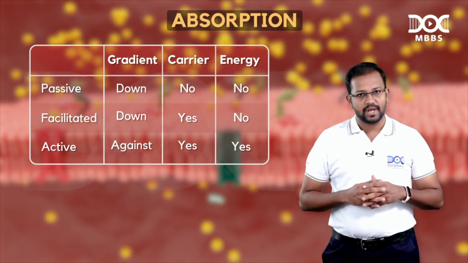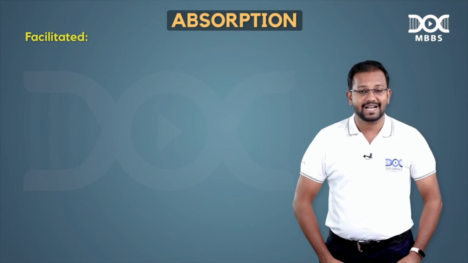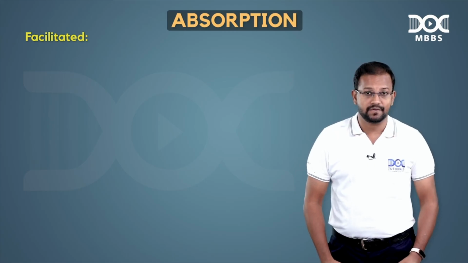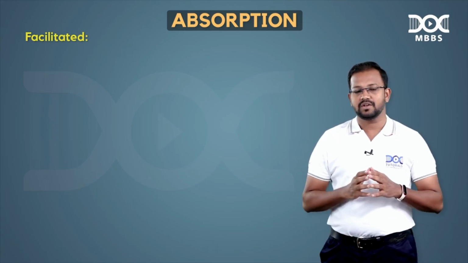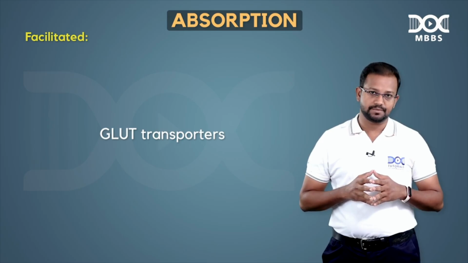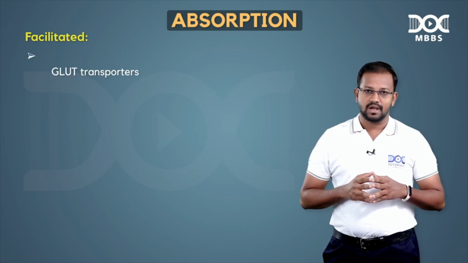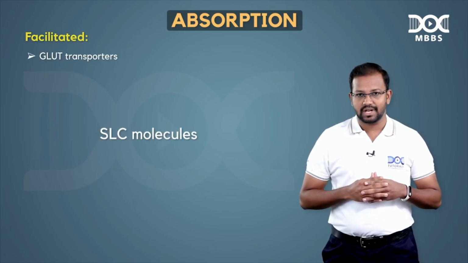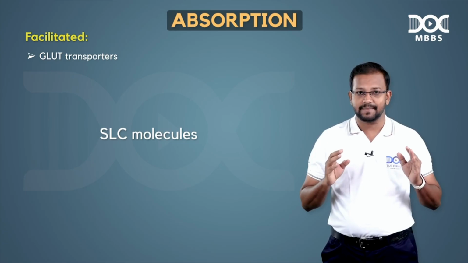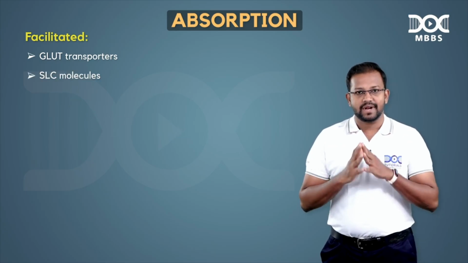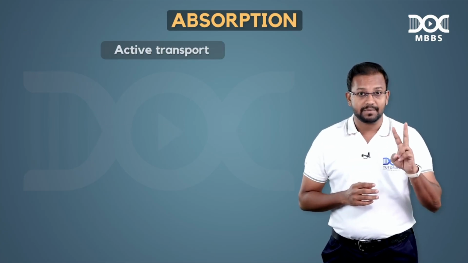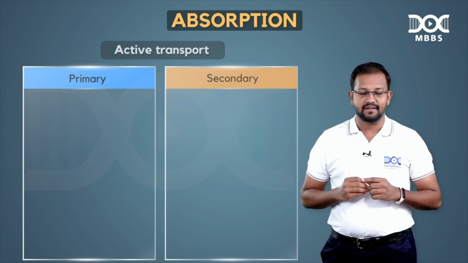So among this, we have facilitated diffusion. We have certain classical examples of facilitated diffusion, which are majority seen in your physiology itself, guys. The GLUT transporters, and we have SLC molecules, solute carrier molecules. These two are classical examples of facilitated diffusion. Whereas active transport might be of two different types. It might be primary or secondary.